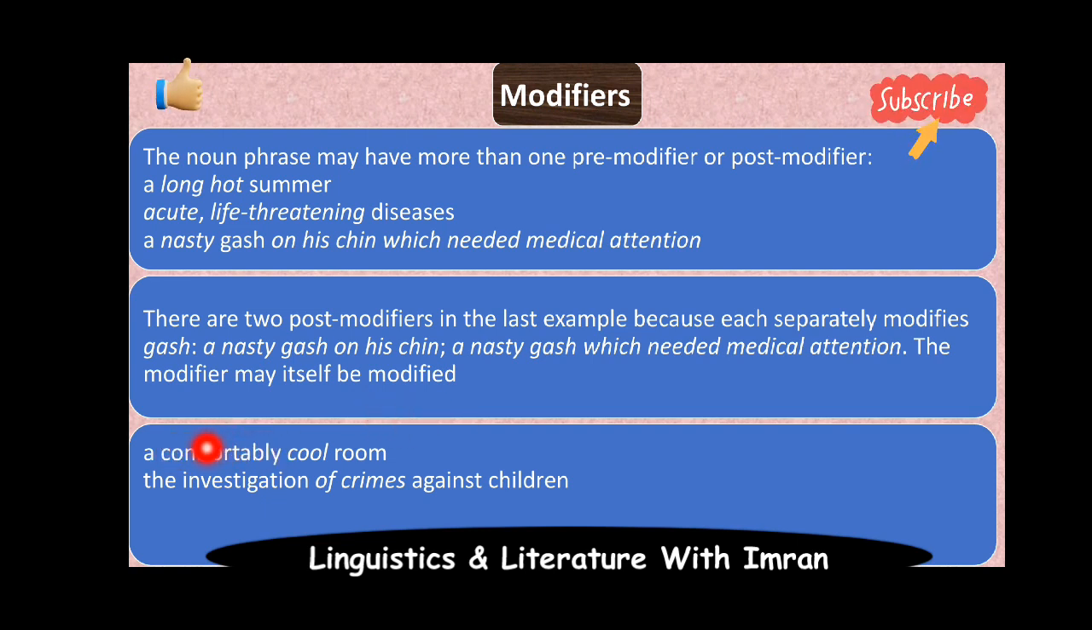So, a comfortably cool room. You can see that this modifier comfortably modifies cool. And here we have room. We have two modifiers: this modifier modifies cool and cool modifies room. Okay? The investigation of crimes against children. So children is a noun, right? And investigation of crime, right, against the children. It's a post-modifier.